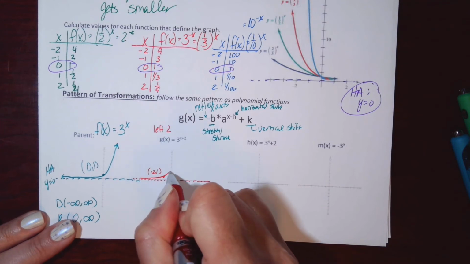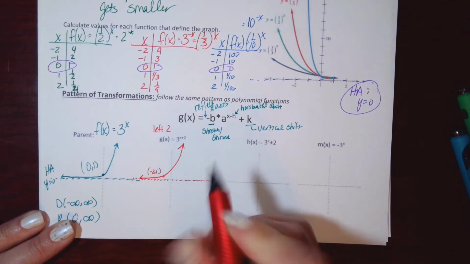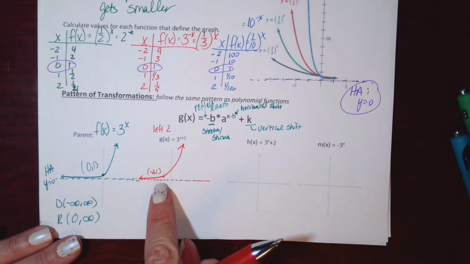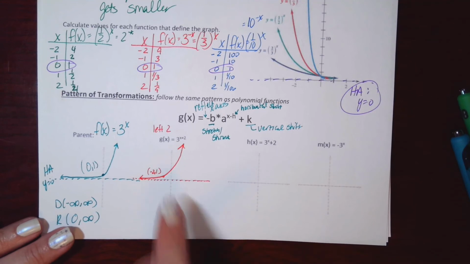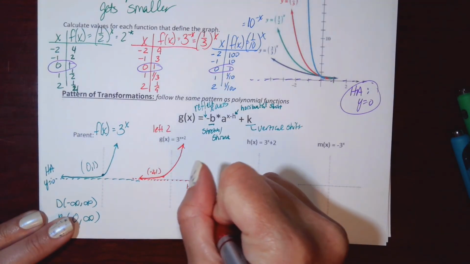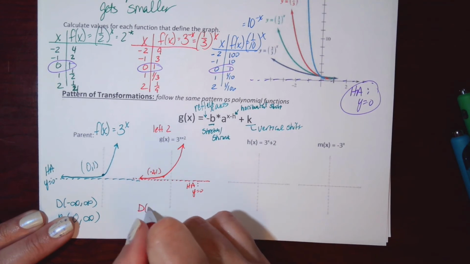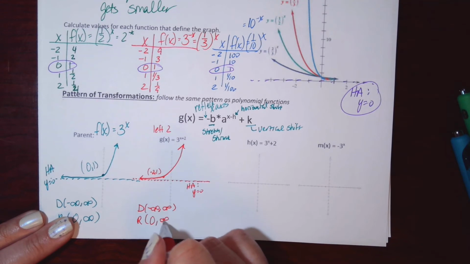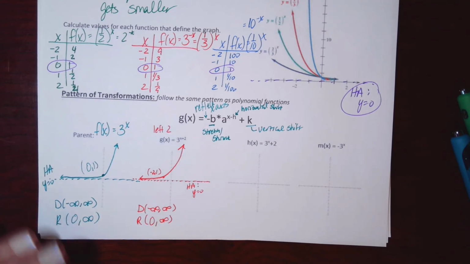And I try to sketch the same curve as I did. I want you to notice that my horizontal asymptote is absolutely part of the graph that I expect. My horizontal asymptote is still at y equals 0. My domain is still all real numbers. That's always going to be the case. My range didn't change because my asymptote didn't change and my direction didn't change.